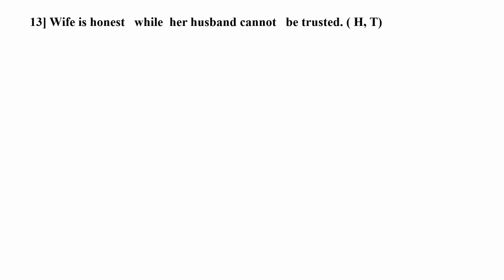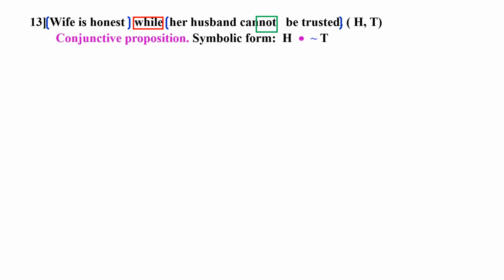Now we come to the 13th one. Wife is honest while a husband cannot be trusted. Here while is the main connective, and the first component is wife is honest, and the second conjunct is her husband cannot be trusted. The second conjunct is denied. There is a not in it. So how will you do it? It's a conjunctive proposition, and the symbolic form will be H dot curl T.